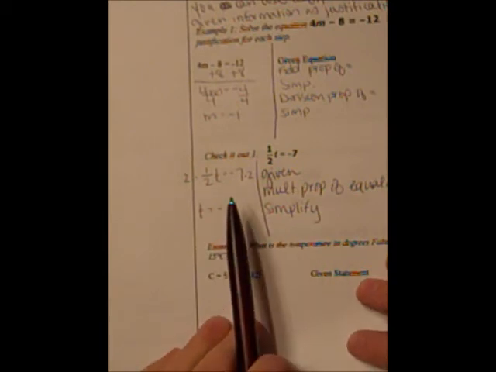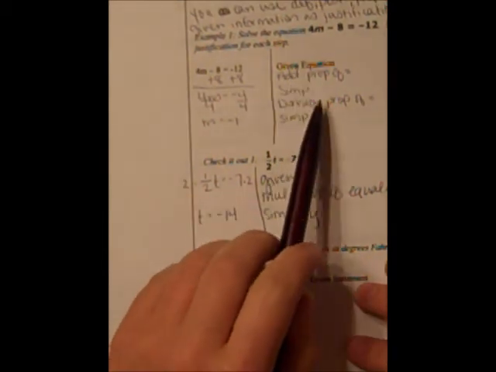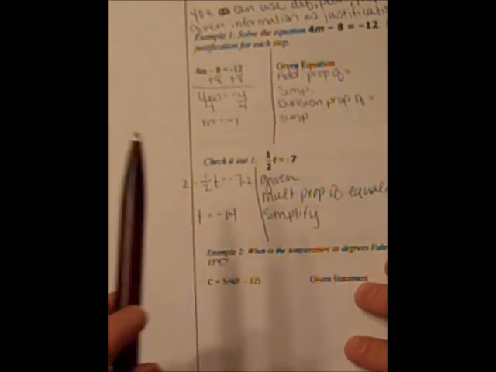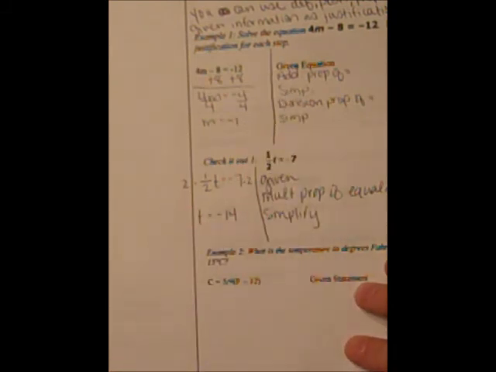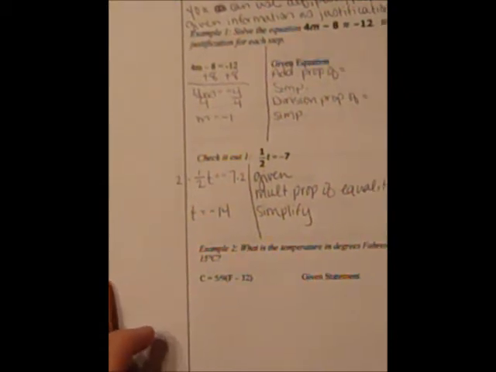You'll notice a pattern as you go through these. After you do each property of equality, the very next step will be to simplify. So almost every other answer should be simplified.